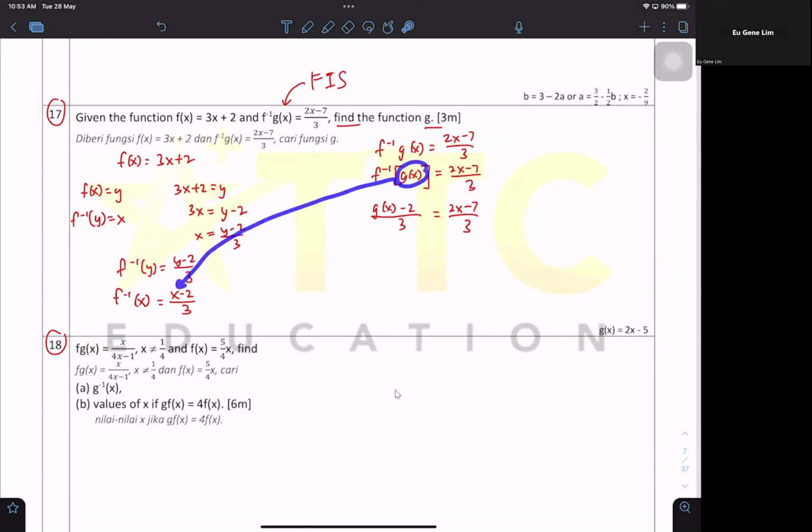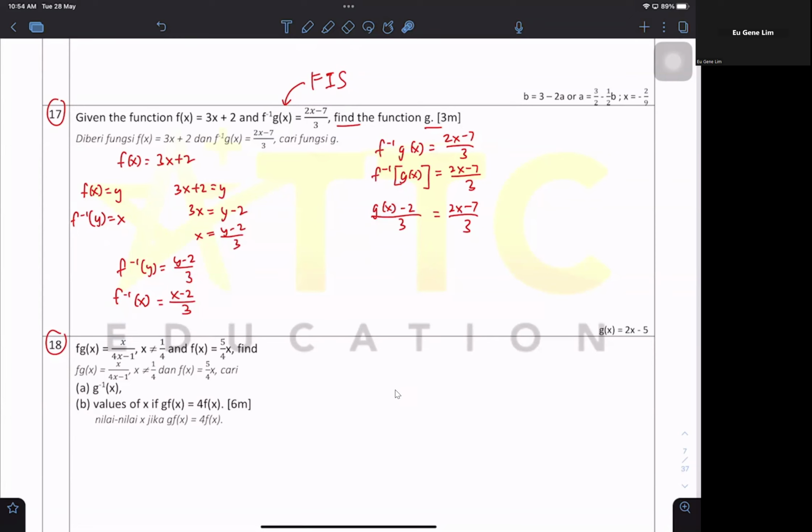So once you take the GX and sub into here, it becomes GX minus 2 over 3. Understand? This is the part where a lot of people don't know how to do. This is the important part. Although it is the basic of function, you must really understand what it is.